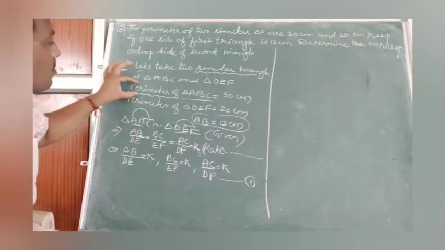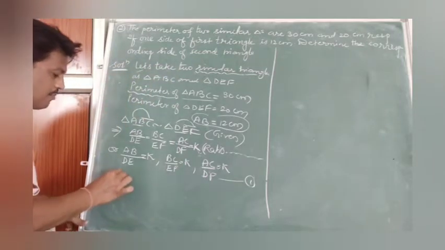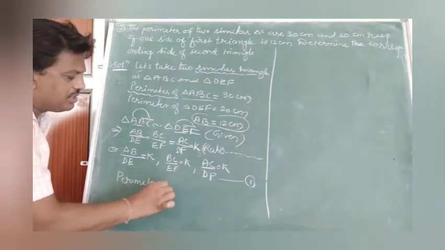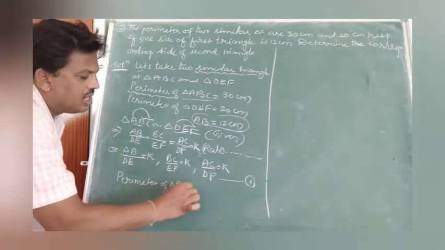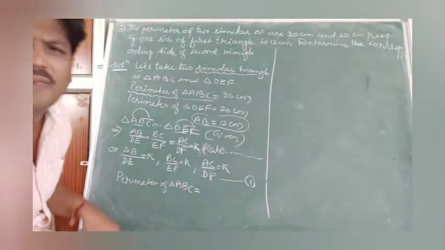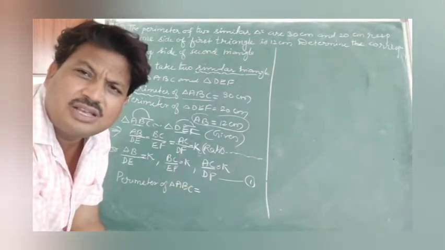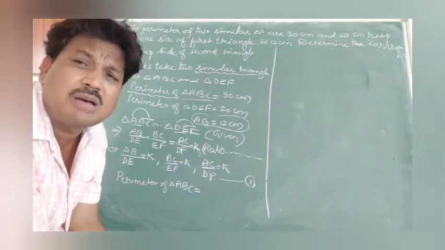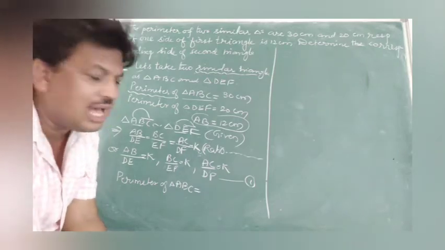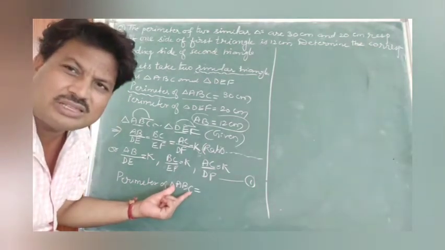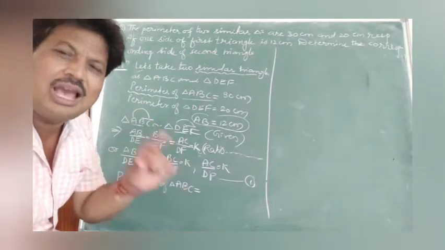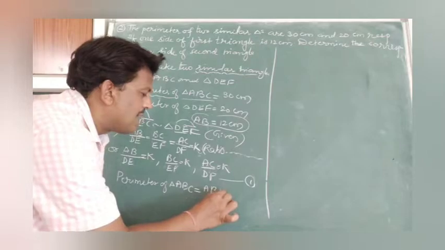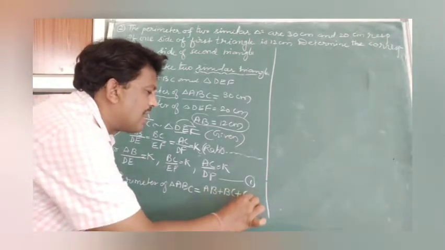Go for the second clue, perimeter. So perimeter of triangle ABC. Yes children, what is meant by perimeter? Perimeter of square, perimeter of triangle we have studied now. Perimeter is the sum of the lengths. It has three sides. What are the three sides? AB, BC and CA. Let us add them. So AB plus BC plus CA.